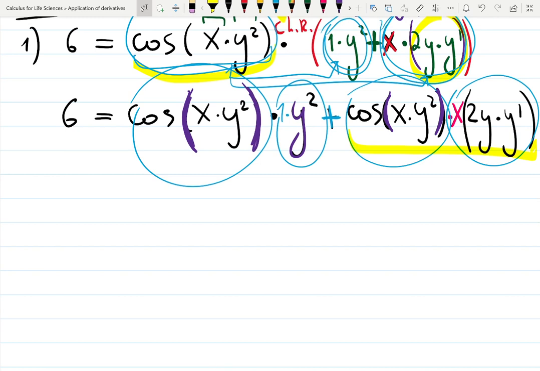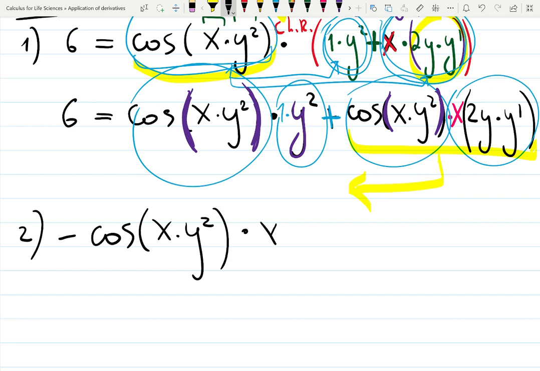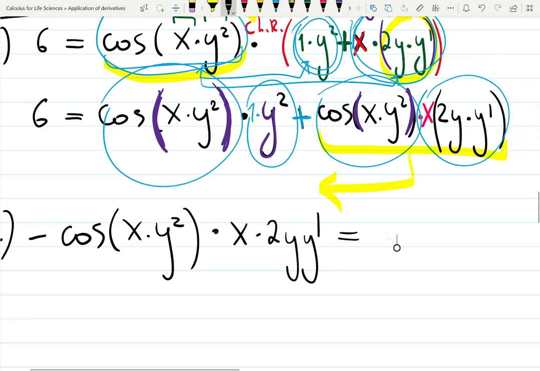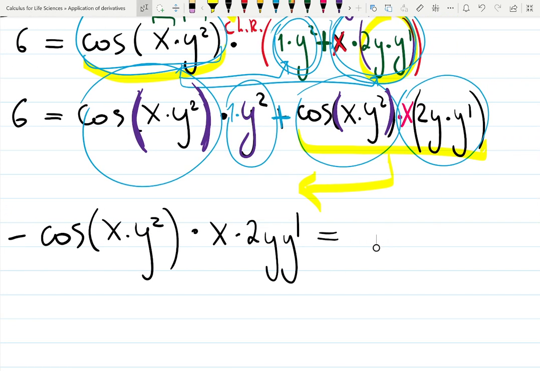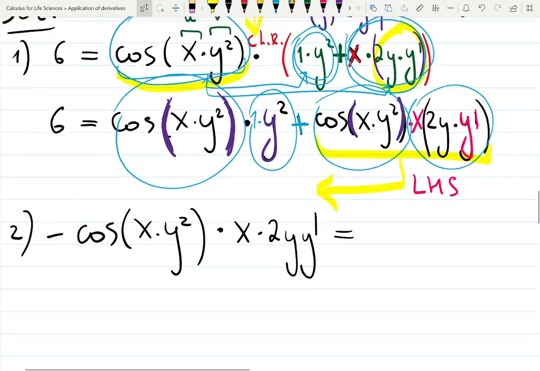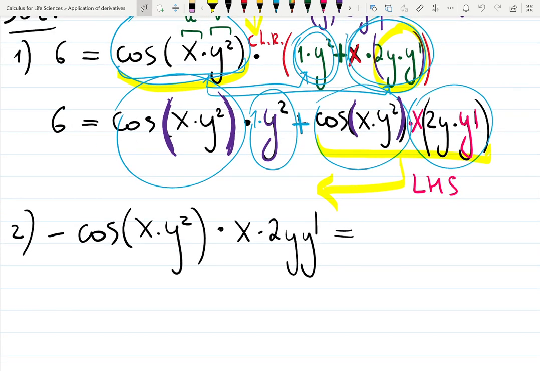Let's move it to the left-hand side, or you can keep it at the right-hand side. Both are fine. Which one do you prefer? I would move it, making it negative. Yeah, I know, it's a little bit down, but it doesn't make it wrong, so it's fine. Step 2. Minus cosine of x times y squared times x times 2y, y prime equals. Tell me, do you get what I just did? I took this whole piece that involves a product with y prime and moved it to the left-hand side. So I changed the sign and just relocated it to the left-hand side.